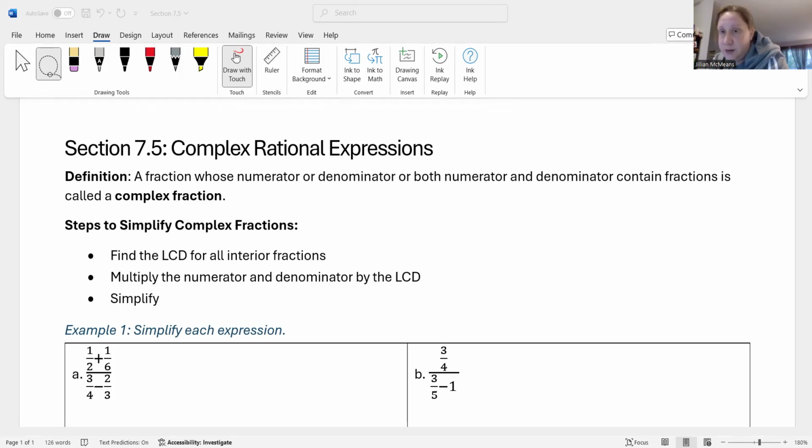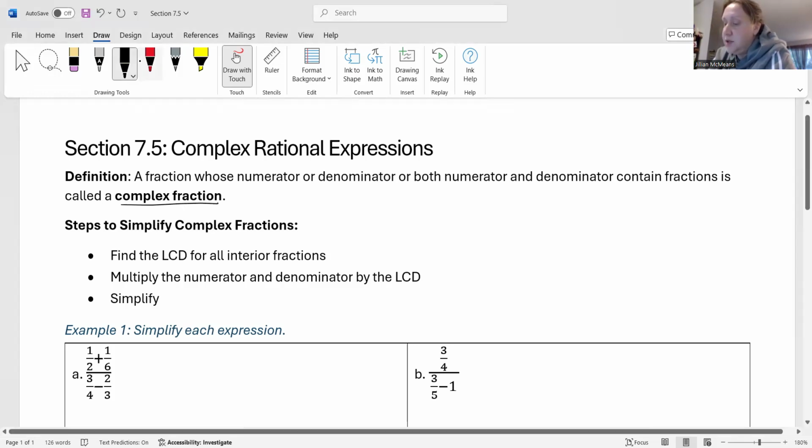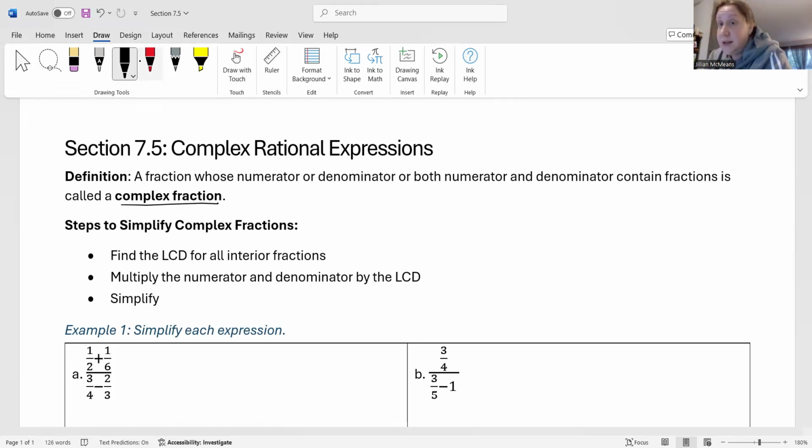So first, we have a definition. The definition is for a complex fraction. A fraction whose numerator or denominator, or both numerator and denominator, contain fractions is called a complex fraction. That just means if you have something that looks like a fraction, and the numerator contains a fraction by itself or the sum or difference of fractions, and then the denominator contains a fraction or the sum or difference of fractions, you have what's called a complex fraction.